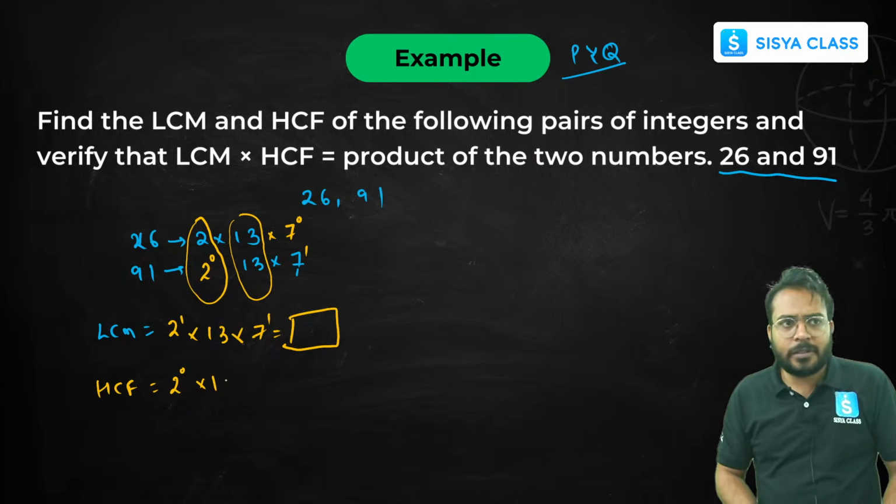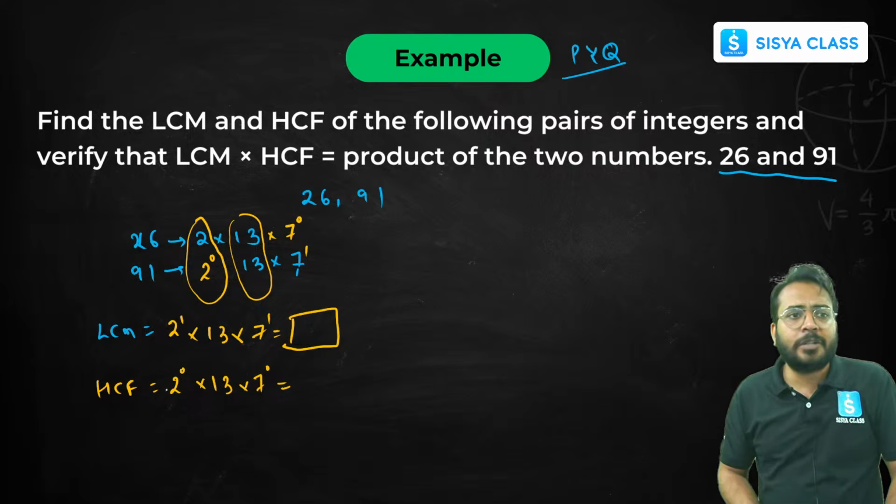13 means it is the same. 7 to the power 0, 7 to the power 1. Which one is the smallest one? 7 to the power 0. That means 2 to the power 0 means 1. 13, 7 to the power 0 means 1. That means what is the HCF? HCF is 13. Yes or no?